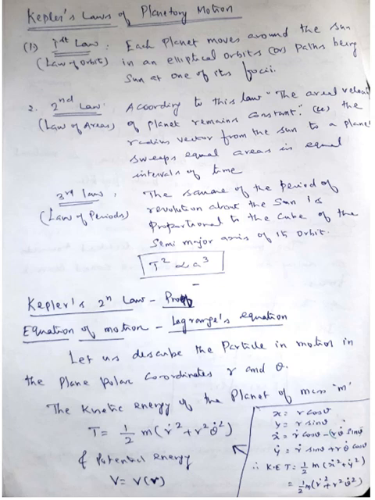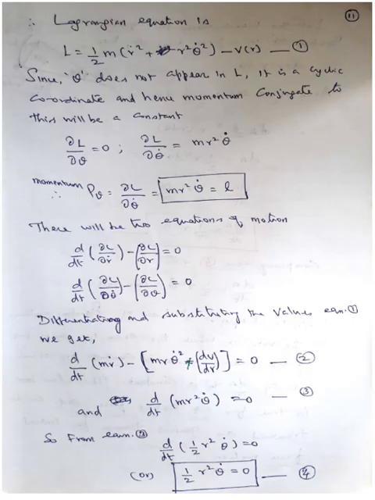Okay, right. Then the potential energy is V of r. According to Lagrangian motion, we know L is equal to T minus V, it is the Lagrangian equation. Therefore, L is equal to half m times r dot square plus r square theta dot square, minus V of r. This is equation number 1. Since here theta does not appear in L, that is in the Lagrangian, only theta dot is appearing here, and r dot is appearing here, therefore theta is cyclic.